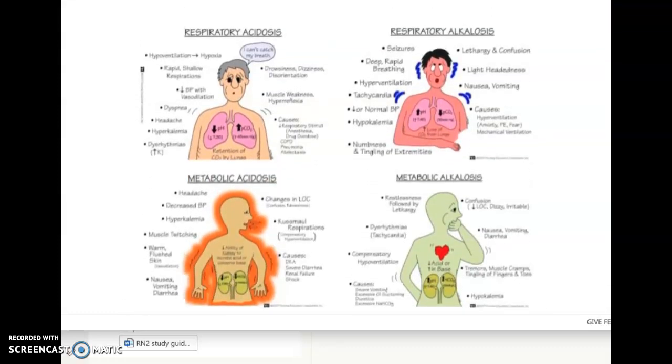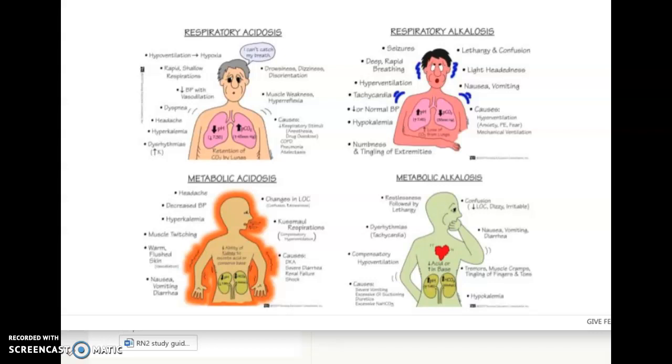Okay, common signs and symptoms of respiratory acidosis are hypoventilation, which then leads to hypoxia, rapid shallow respirations, decreased blood pressure with vasodilation, dyspnea, headache, hyperkalemia, dysrhythmias, drowsiness, dizziness, disorientation, muscle weakness, hyperreflexia. Oftentimes these patients will complain that they can't catch their breath.